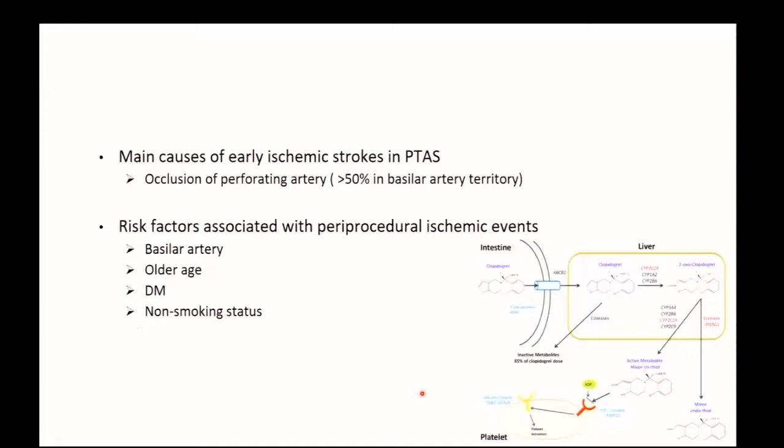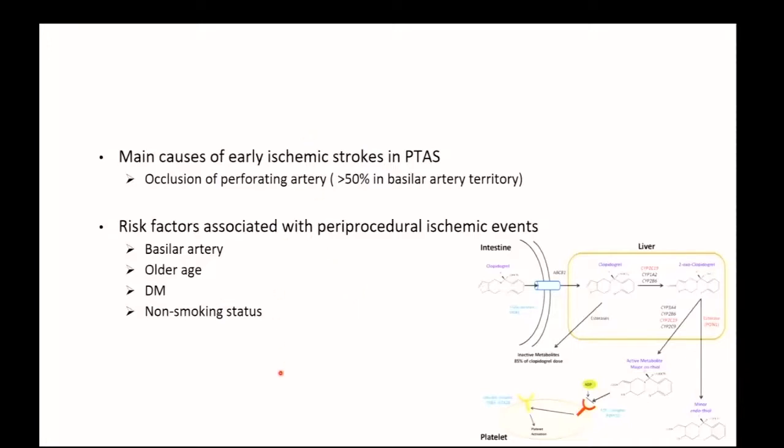Okay, so what happened in the balloon and stent group? More than 50% of the strokes had a perforator artery pattern. And the people at higher risk for having peri-procedural stroke were those who underwent basilar artery stenting, older age, and diabetic patients. Maybe there are no surprises here. And non-smoking status, which was kind of surprising as well. So smoking actually protected you from having a stroke. Still, I don't recommend it.